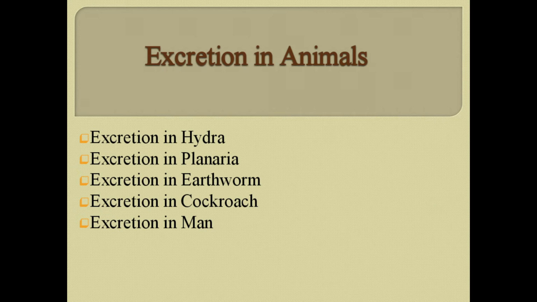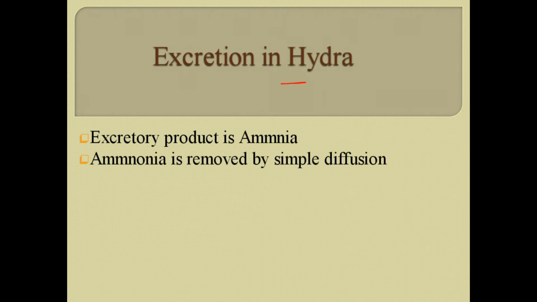These are the examples of excretion in animals like Hydra, Planaria, earthworm, cockroach, and a human being. So let's discuss this. As Hydra are found in water, the excretory product is ammonia, and ammonia is removed from the body by simple diffusion. As Hydra have diploblastic organization, they have two cell layers, ectoderm and endoderm. So the ammonia present inside the body is removed to the outside by the simple process of diffusion.